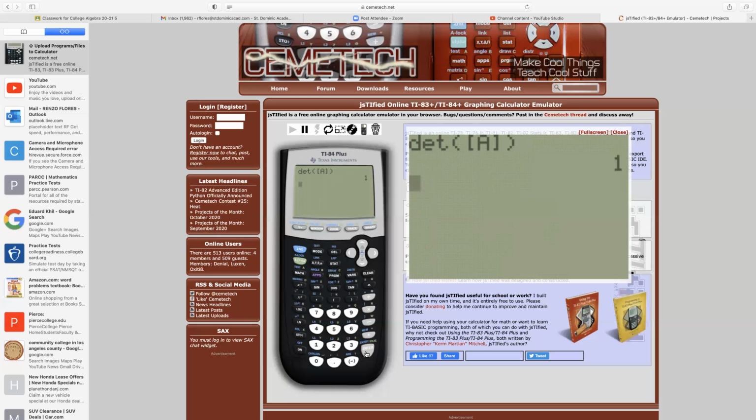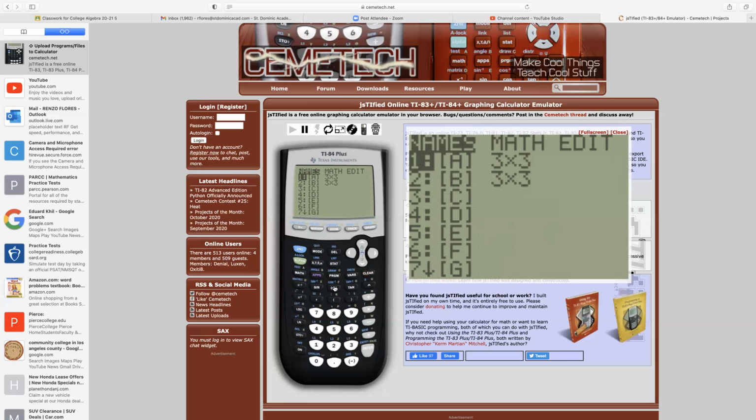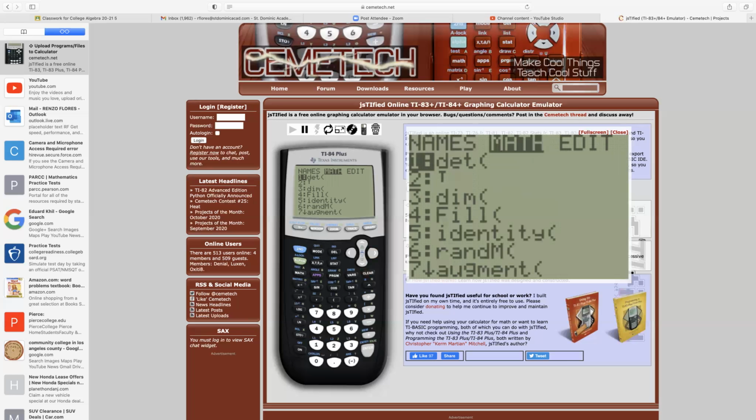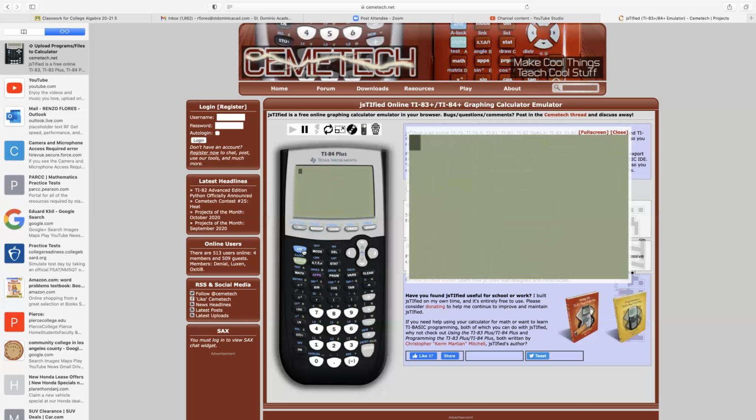Now, let's say I want to compute the inverse. That's the annoying one, right? That's the one that takes forever. So you clear this up first. You press second matrix. You press math. Oh, actually, for this one, it's simpler than that. Look, I'm sorry about that. Let's clear this up. So for this one, you press second matrix.